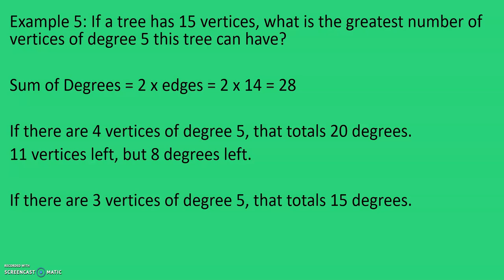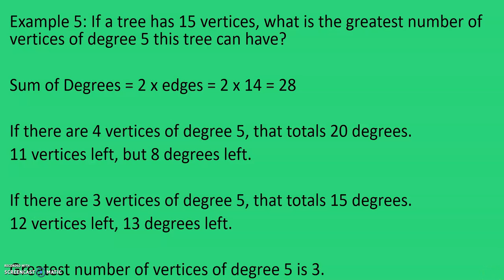If there are 3 vertices of degree 5, that totals 15 degrees. 3 vertices of degree 5 leaves us with 12 vertices and 13 degrees. We used 15 of the 28. 12 vertices, 13 degrees. Yes, that is possible. So the greatest number of vertices of degree 5 is 3.